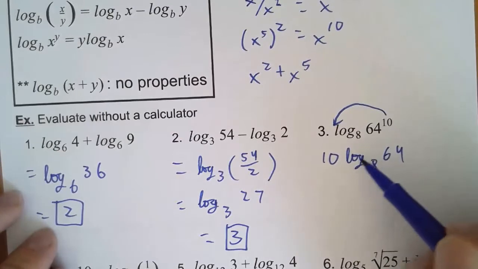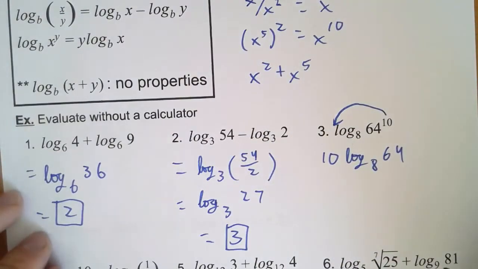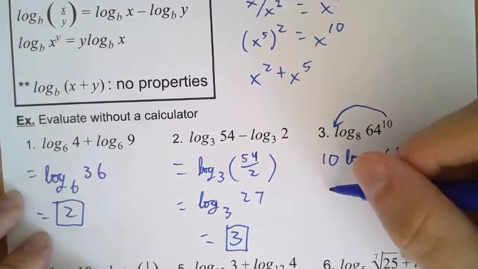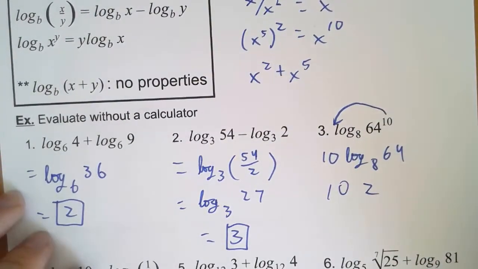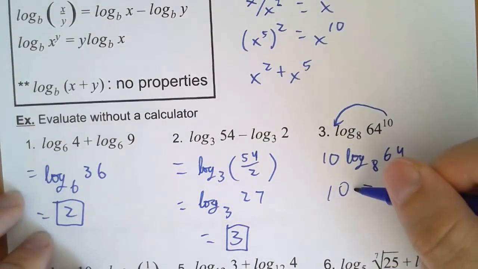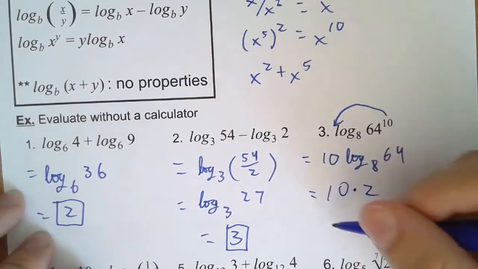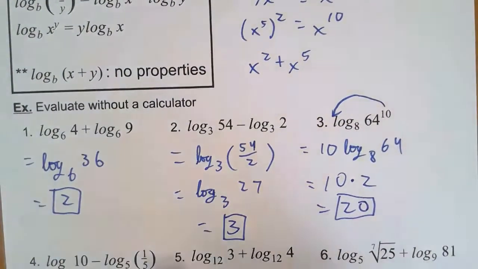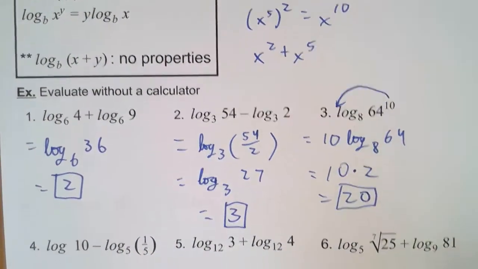Look at that, log base 8 of 64. That's an easy one. What exponent do we put on 8 to get 64? That's 2. Of course, it's not 102, right? What's in between here when things are next to each other? They're being multiplied. So we multiply those together and we get 20. Okay. So just using those 3 different log properties there.